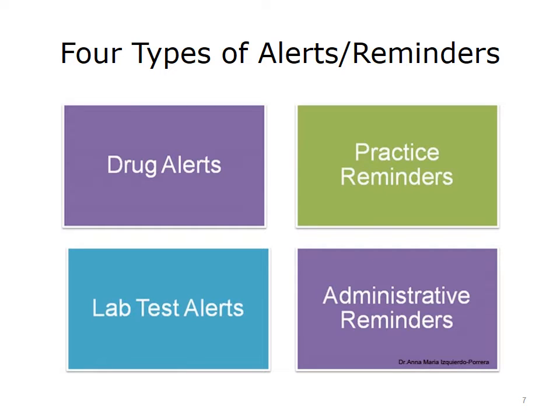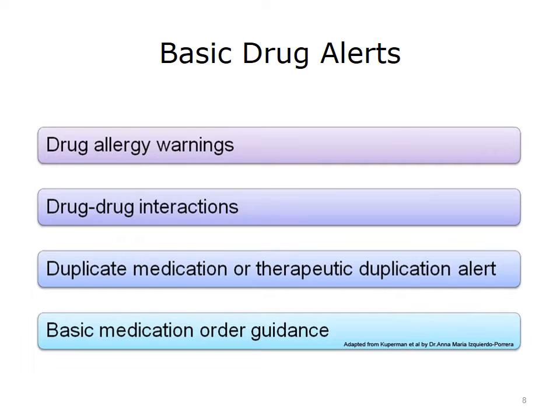For the purpose of this discussion, we will look at experience with 4 types of alerts or reminders: drug alerts, lab test alerts, practice reminders, and administrative reminders. Cooperman and colleagues identify 4 types of basic drug alerts. Drug allergy warnings are generated on ordering a drug to which the patient has a documented drug allergy.